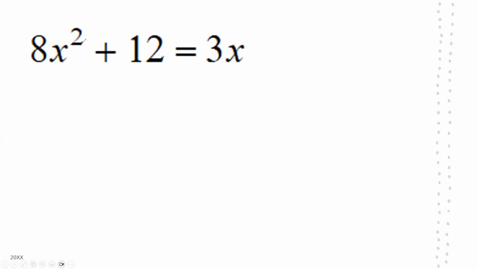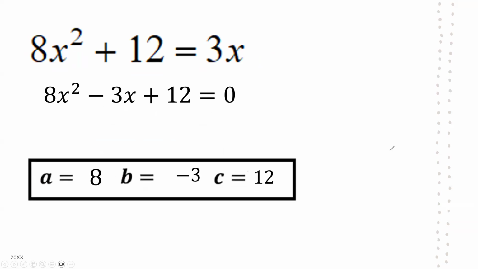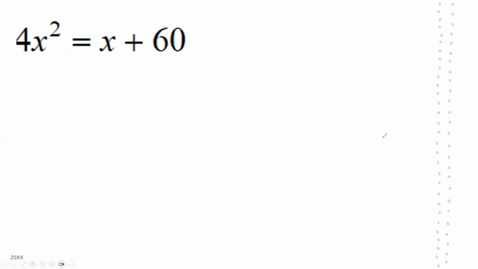In 3, 2, 1. All you had to do is subtract 3x over. So this is the form you want it in. You want it in standard form. So A would be 8, B would be negative 3, C would be 12. Okay, go ahead. Try this level 3. 3, 2, 1. We would subtract 1x over.